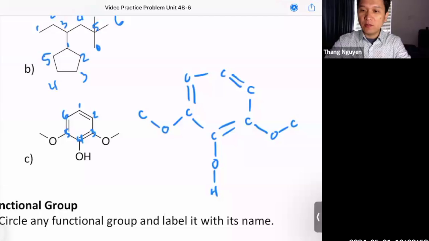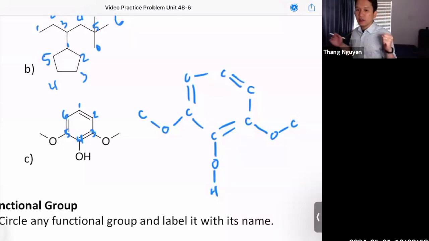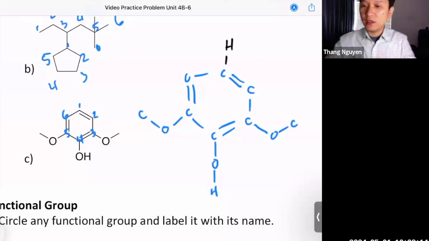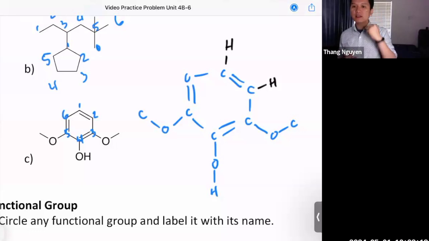All right, let's go to carbon number 1. How many bonds does it have right now? It has 3 bonds, so therefore 1 more hydrogen. Carbon number 2 has 3 bonds, therefore 1 more hydrogen. Carbon number 3, 4 bonds, so no more hydrogens. Very good. Carbon number 4, 4 bonds, so no more hydrogens. Carbon number 5, 4 bonds, so no more hydrogens. Lastly, carbon number 6, 3 bonds, so 1 more hydrogen.